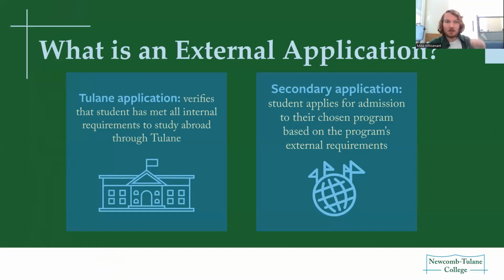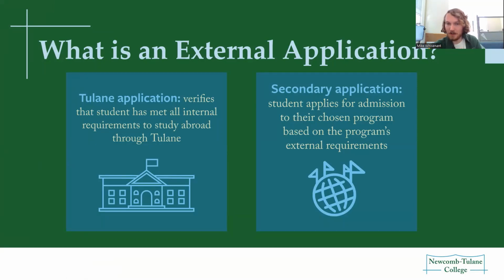So, you've already done the first part of the study abroad process if you're watching this video. The first part is your Tulane application. That is for your university approval to study abroad through us. That verifies that you have met all of the internal requirements to study abroad at Tulane. What that usually means is a GPA, having a conversation with your major advisor and your academic advisor. You've probably already done this, which is great. That's the first part. But you still need to do the secondary application.